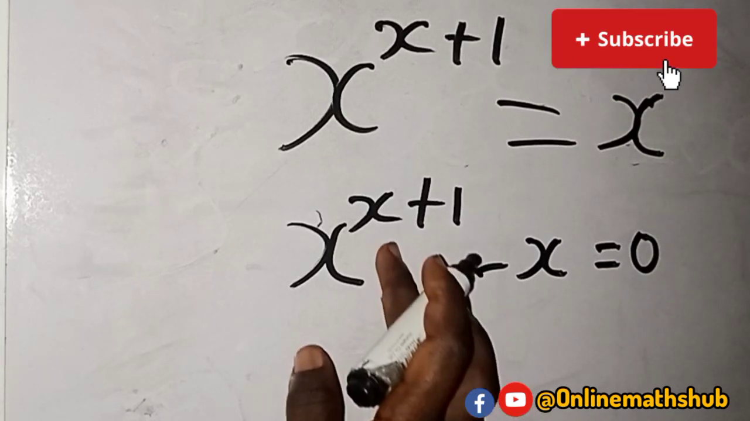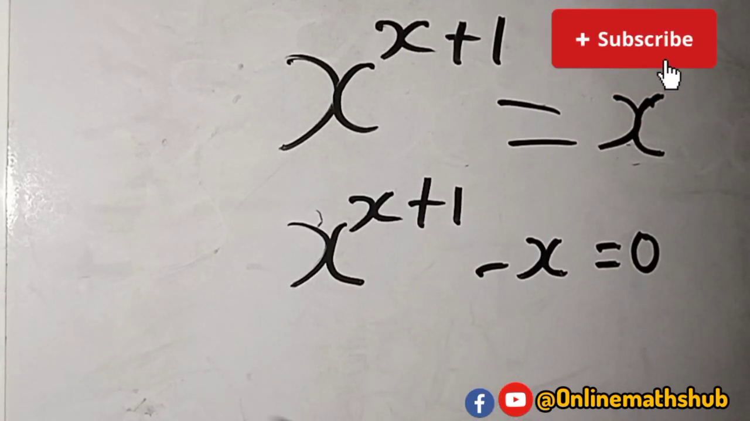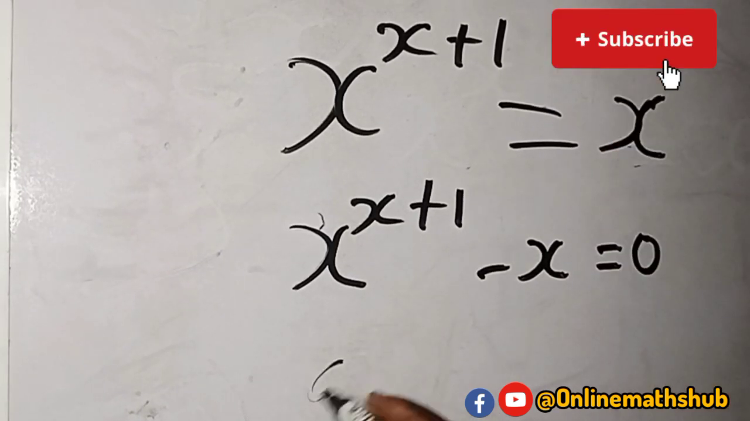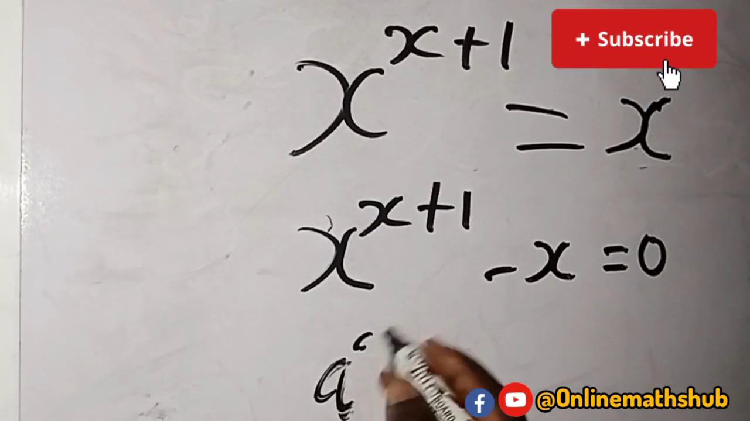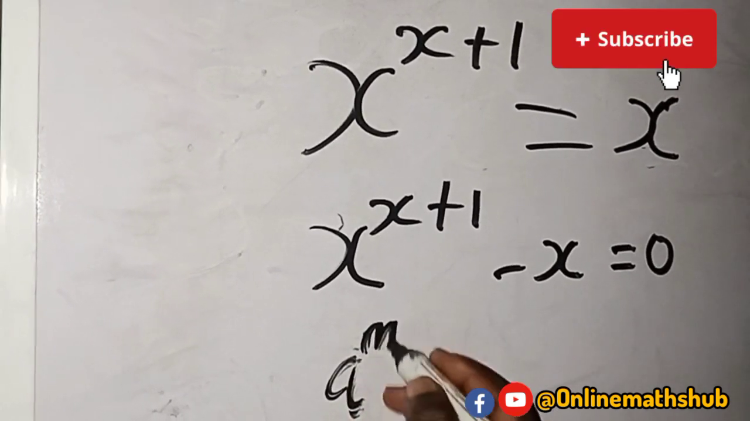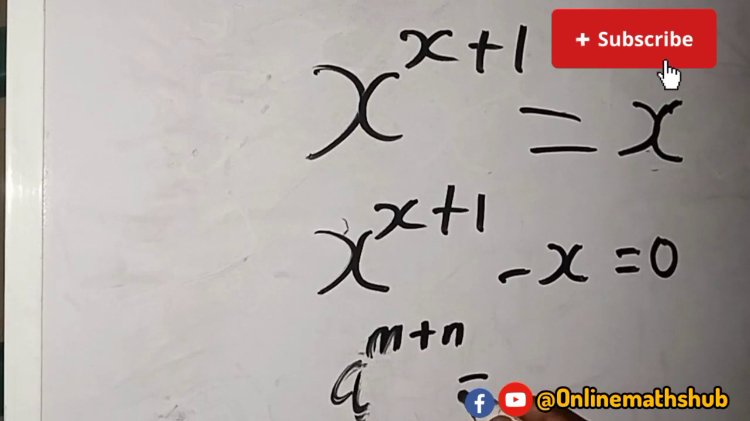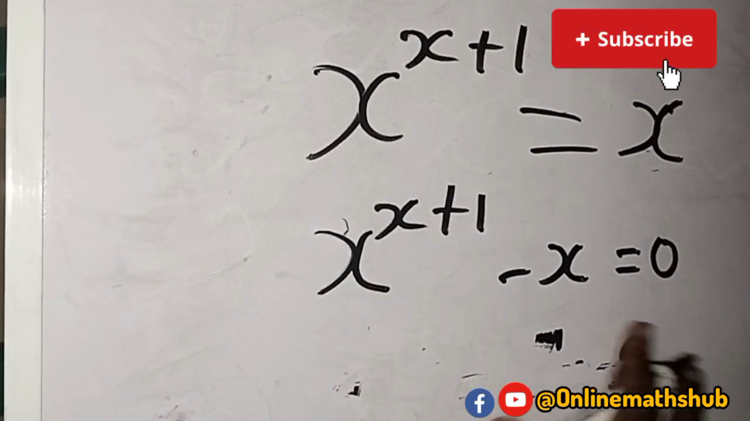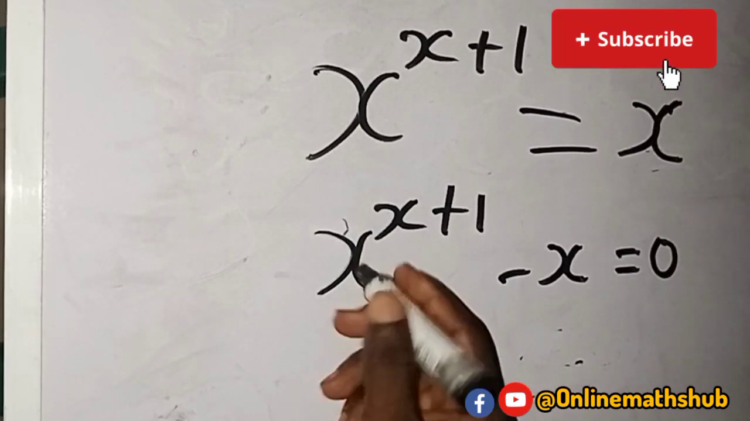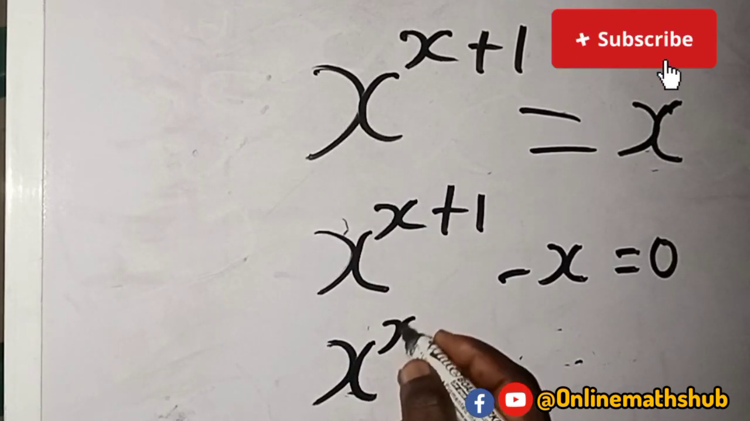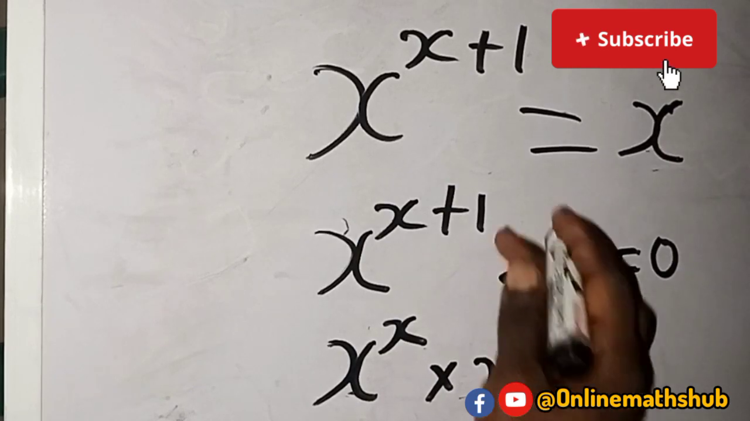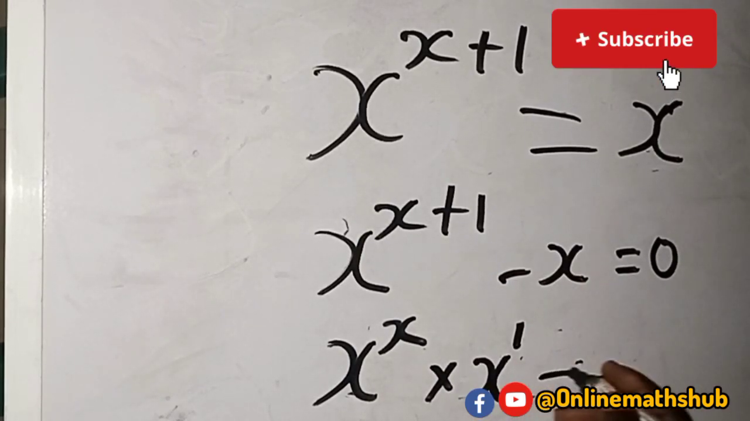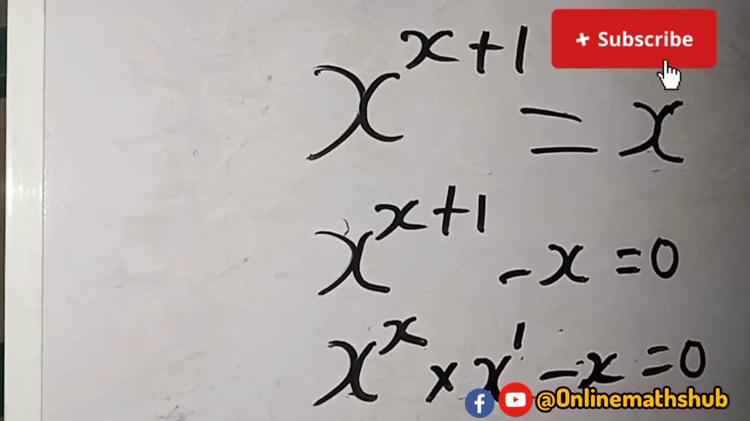The next thing I want to do is split this right here. You remember that in indices, if you have a raised to power m plus n, you can write this as a raised to power m times a raised to power n. So this is what I am going to use to expand this. If I do that, I can write it as x raised to power x, and then times x raised to power 1, minus this x is equal to 0.